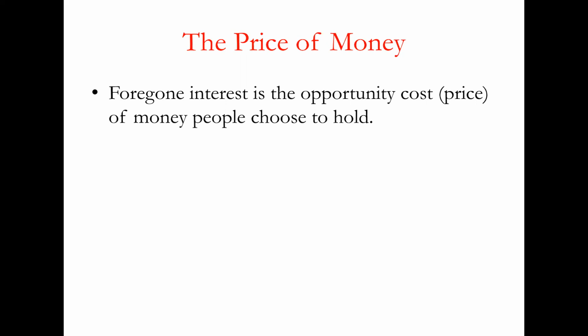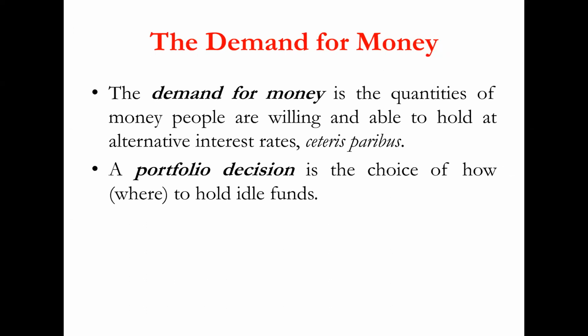Right. The demand for money is basically the quantities of money people are willing and able to hold at alternative interest rates. Okay, that's the demand for money, keeping all other factors constant. Okay, and the portfolio decision is basically the choice of how or where to hold the idle funds. Okay, where you invest, in short, where can you put your money, that's the portfolio decision.